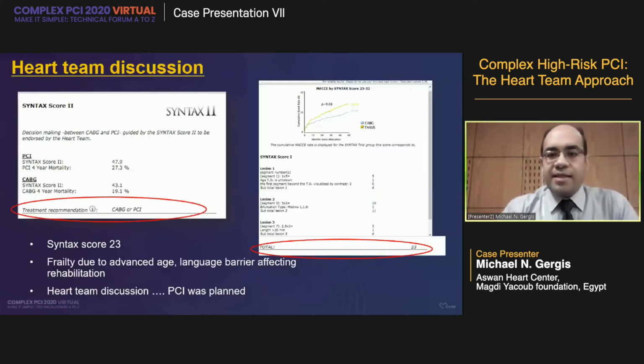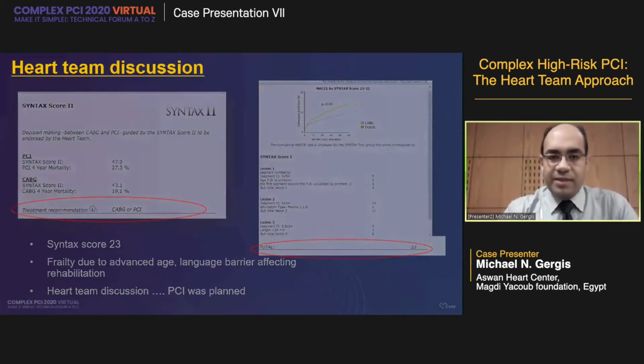On calculating the SYNTAX score, his SYNTAX 1 was 23, and his SYNTAX 2 recommendation is CABG or PCI. So we held a heart team discussion to discuss this case, and we had some problems: the patient was too frail, and he was originally from one of the minorities in the south of Egypt, and there is a language barrier because he speaks one of the distinct languages. So the heart team decision was to go for PCI.